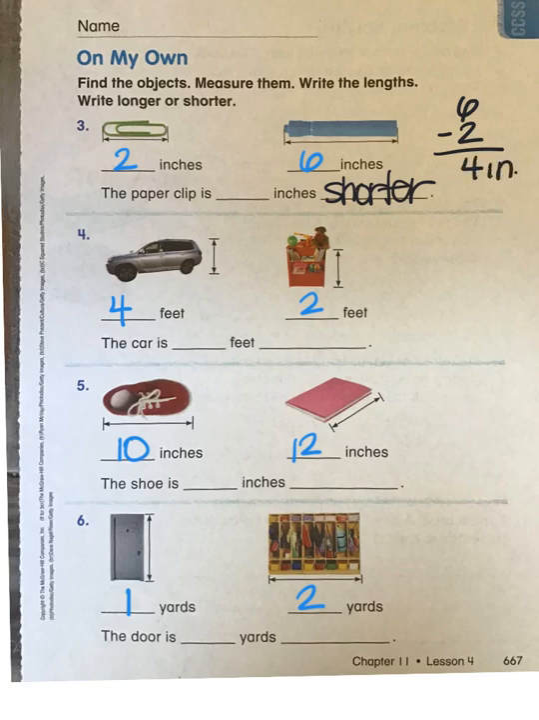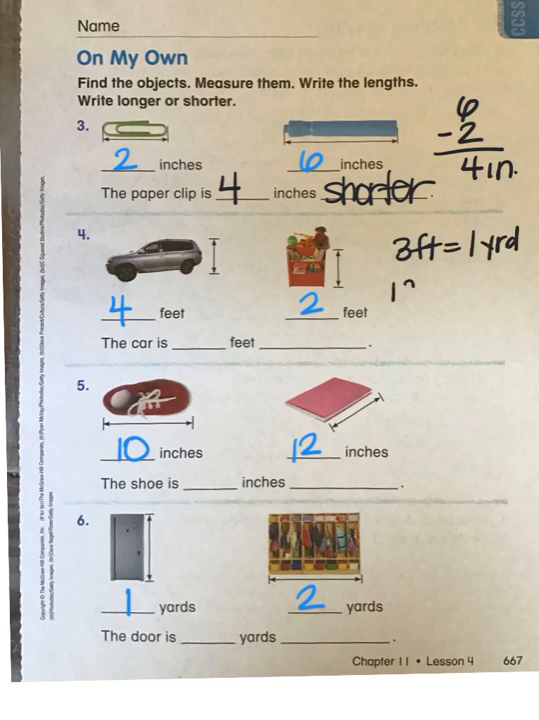So the paper clip is 4 inches shorter. Okay. The car height and a shelf height. I said the car was 4 feet. Now, do you remember how many feet are in 1 yard? 3 feet is equal to 1 yard.